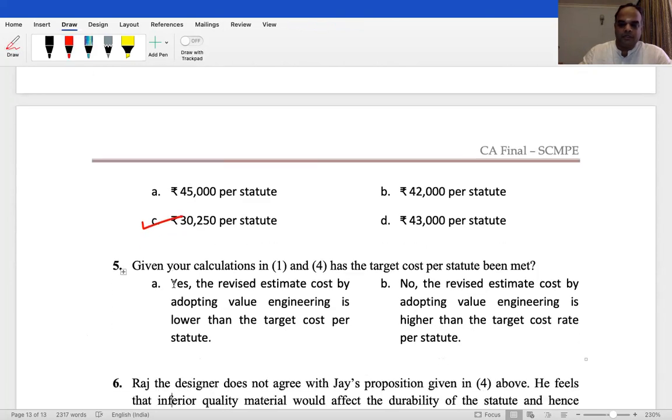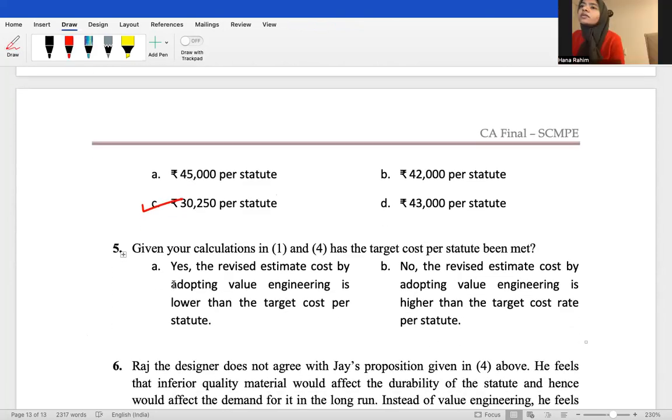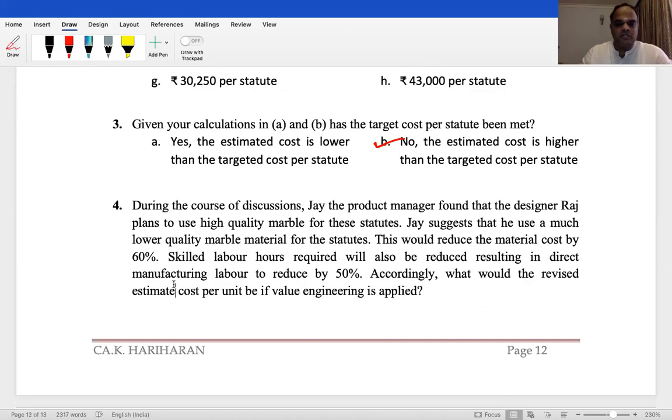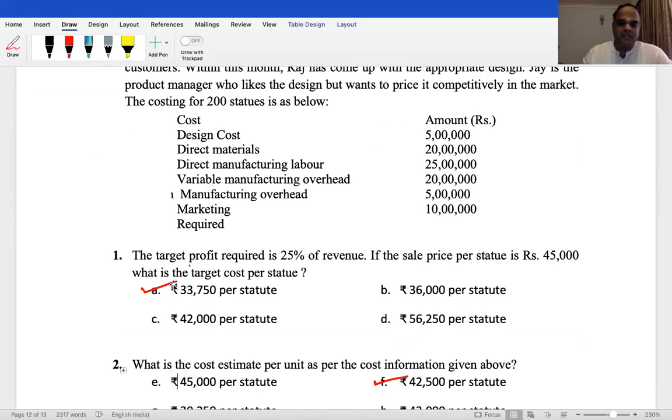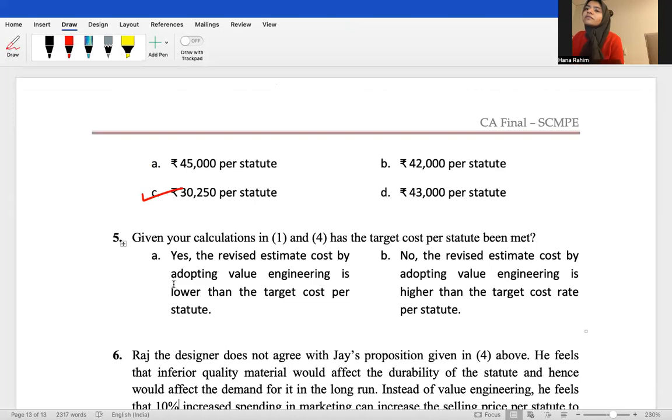Next. Given your calculations in 1 and 4, has the target cost per statue been met? A yes, B no. How much is the target cost? We got it in the first question, 33,750. Ours is less than that, right? Yes, we achieved it.